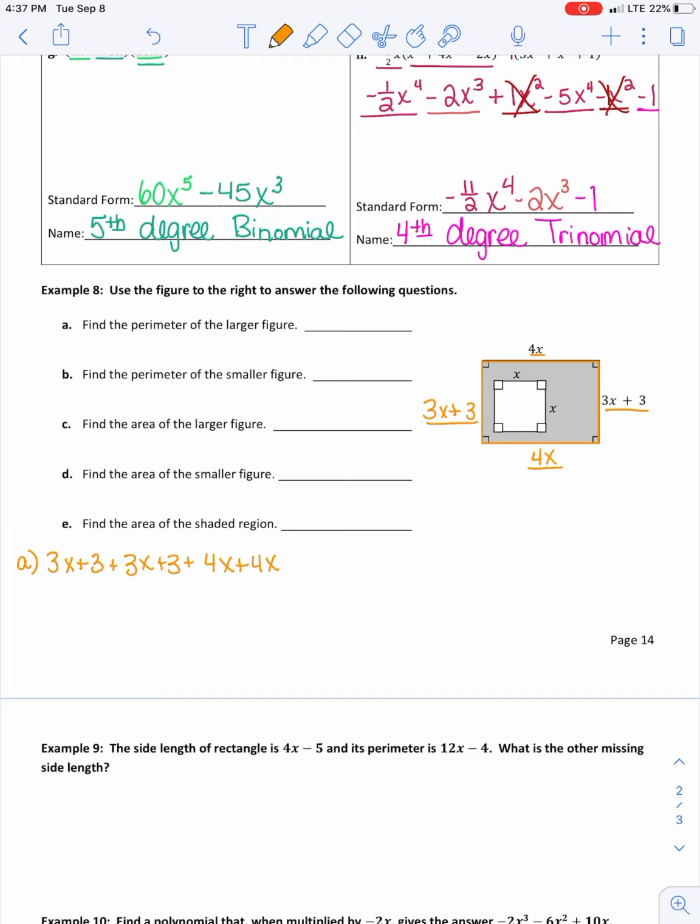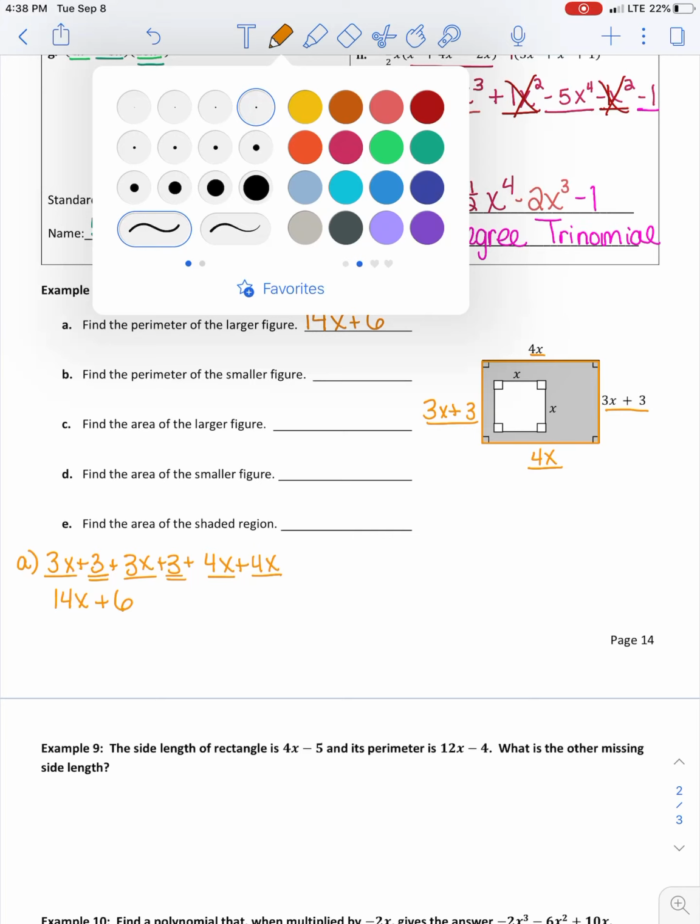Okay, and then we want to combine everything. Since we're just adding, we're going to take our 3x, our 3x, our 4x, and our 4x, and combine everything. So we have 3 plus 3 is 6, plus 4 is 10, and plus another 4 is 14. So I have 14 total x's. Then I have 3 plus 3, which gives me 6. So my simplified perimeter of my larger figure would be 14x plus 6.